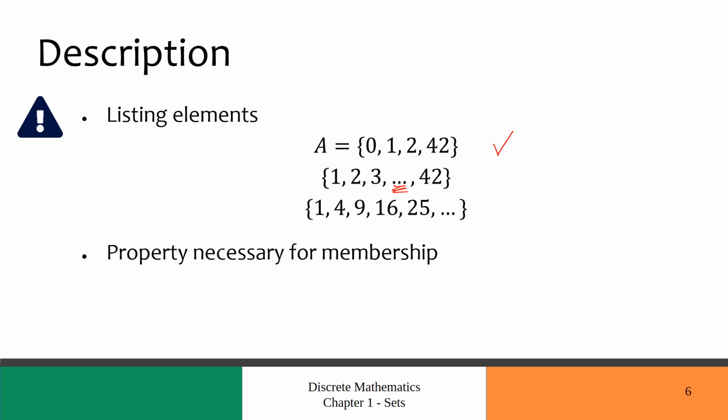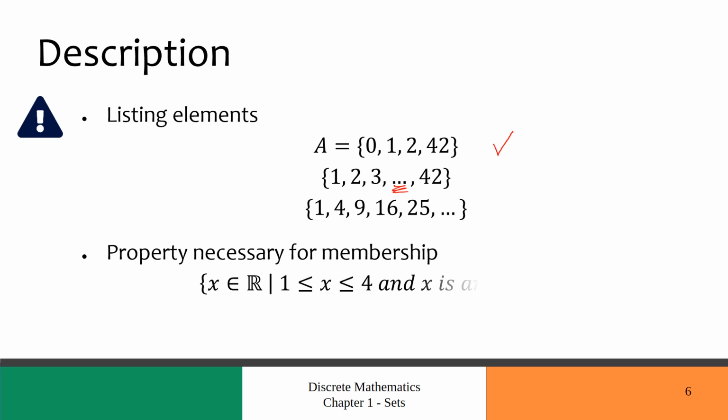This way is the most common one. The idea is to start from a number field, like real numbers, positive numbers, rational numbers, what you want, and to select elements having a certain property. This is called the property necessary for membership. Every element of your starting field that satisfies this property will be accepted as a member of your new set.